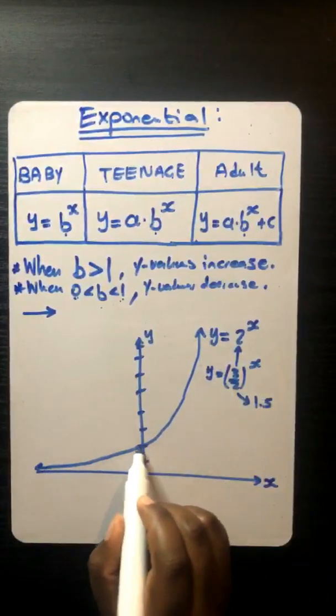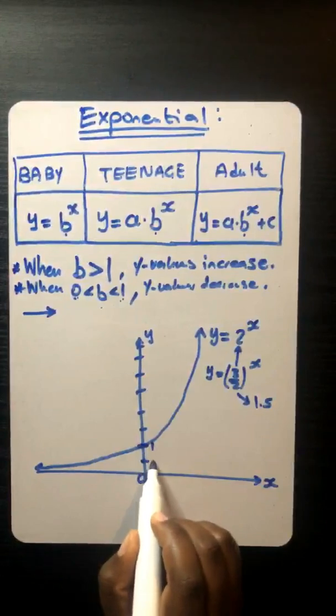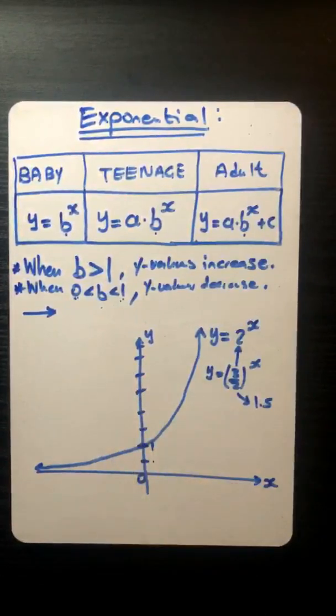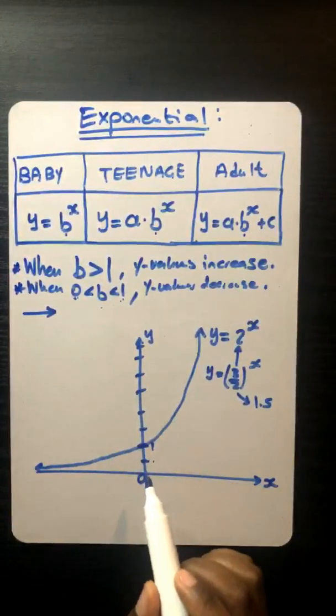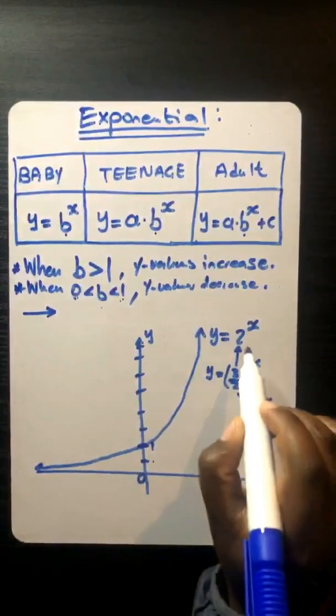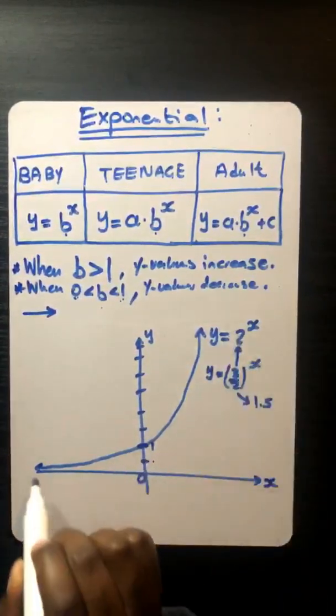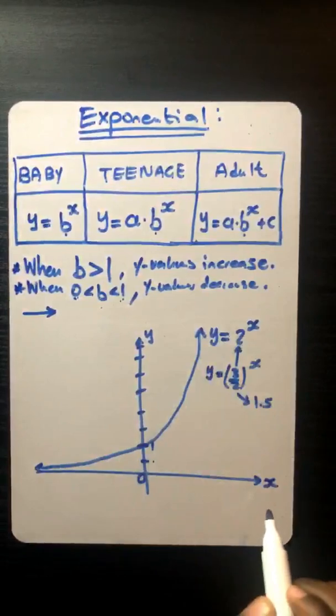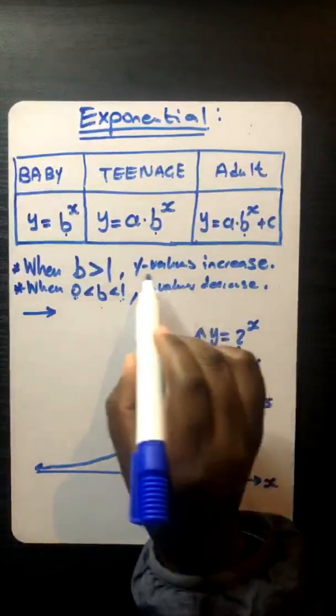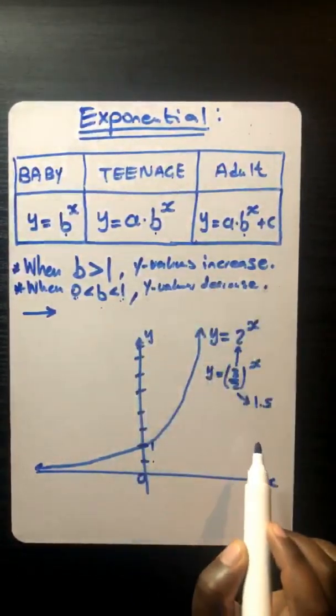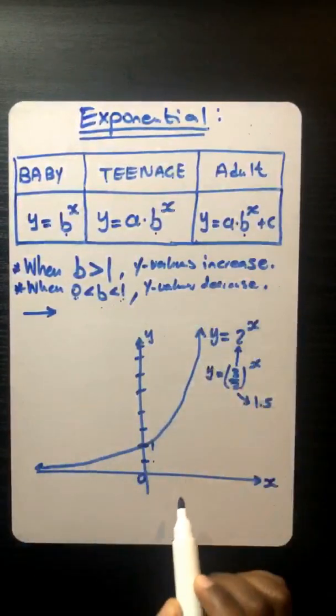So obviously there, it could be 1.5, 1.4, whatever. It doesn't really matter that much. I just wanted to explain to you that when you have a b value greater than 1, you have y values increasing. So it's more like we are having that type of shape.